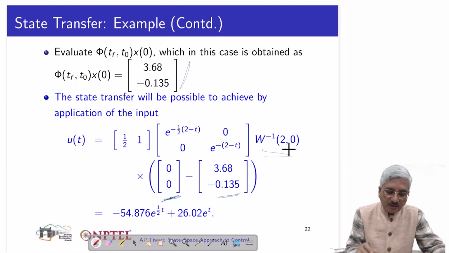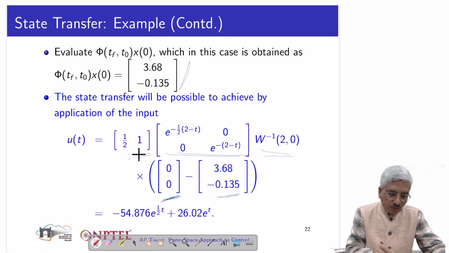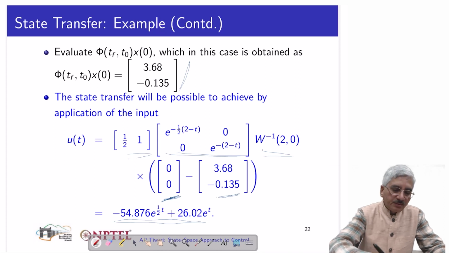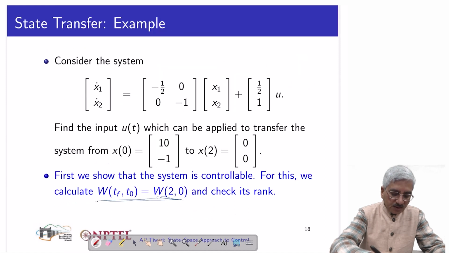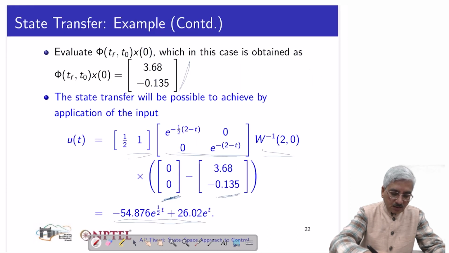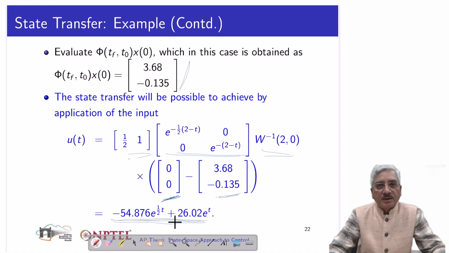W inverse we have calculated. In the expression, the phi was there and B was there, B transpose and phi transpose, they are there. They have all been substituted. And so we get this input, which will achieve the given state transfer from 10, -1 to 0, 0, the origin of the state space. From this to this, the state transfer will be possible by this input, which is a combination of two exponentials.